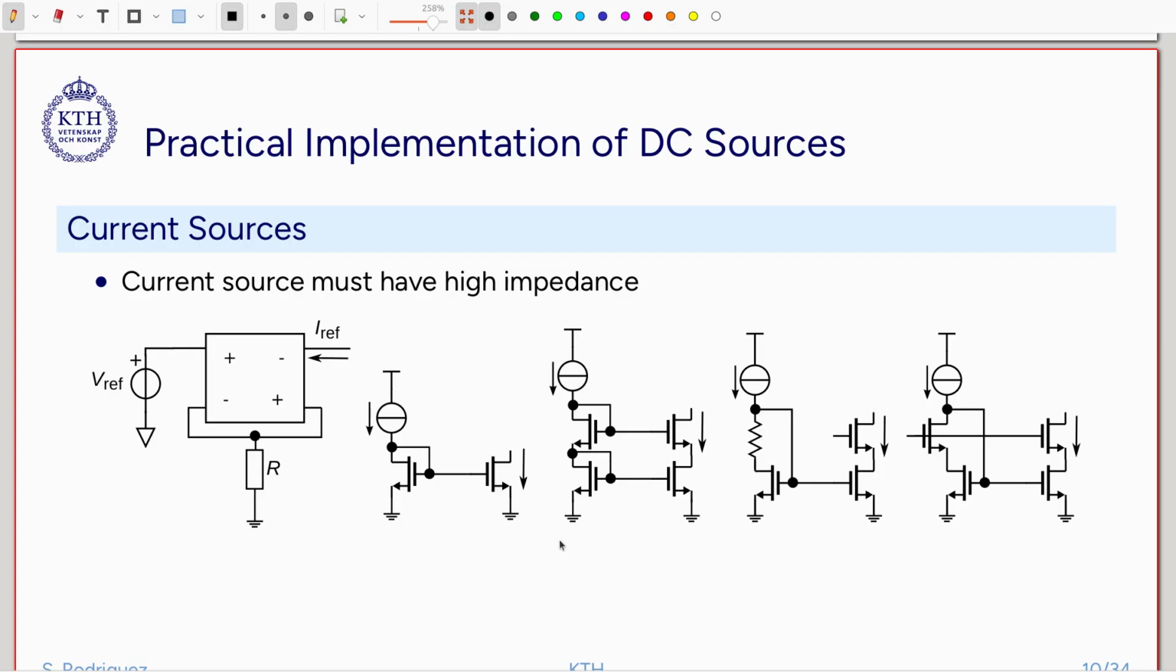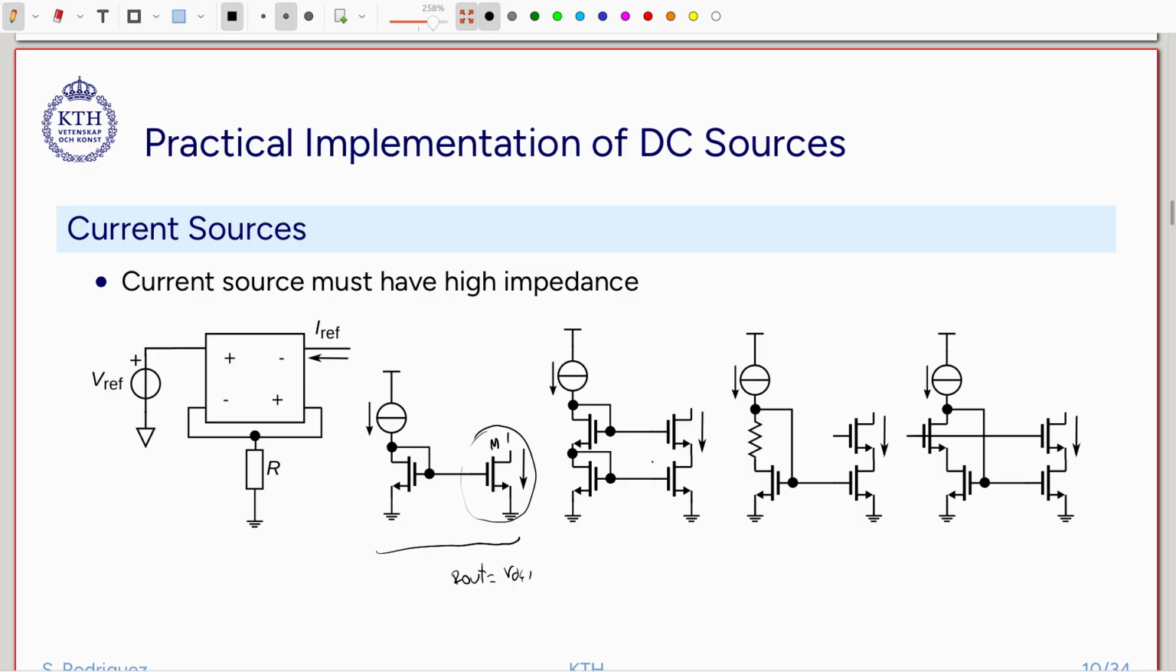And when this reference is coming, then we can, for instance, copy it using a current mirror, as we see here. This current mirror has one output transistor here. We have that the output resistance here, Rout, is equal to rds of this transistor. We can call it the transistor M1, rds1.